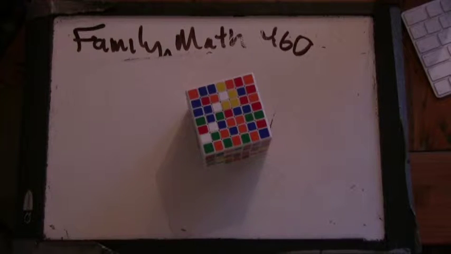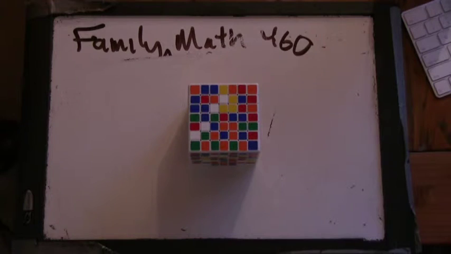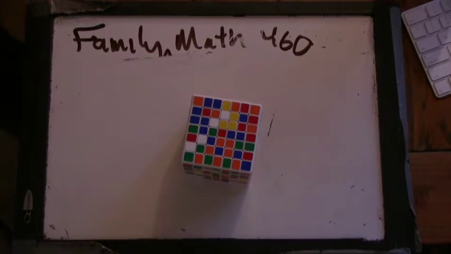FamilyMath460. So you had the other day a really interesting problem in your math homework about a cube. How did that problem go? So you would do an 8 by 8 by 8 cube, and you paint it black. Then you chop it up into 1 by 1 by 1 cubes. Then you have to figure out how many cubes have paint on 6 faces, 5 faces, 4 faces, 3 faces, 2 faces, 1 face, and 0 faces.